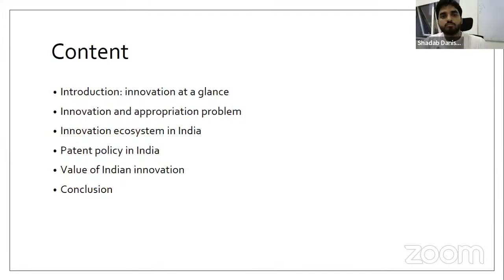Introduction, basically, I'll talk about innovation at a glance: at the global level, how it is, where innovation is happening, what kind of innovation is happening, and who the participants of innovation are. So we'll look at that.